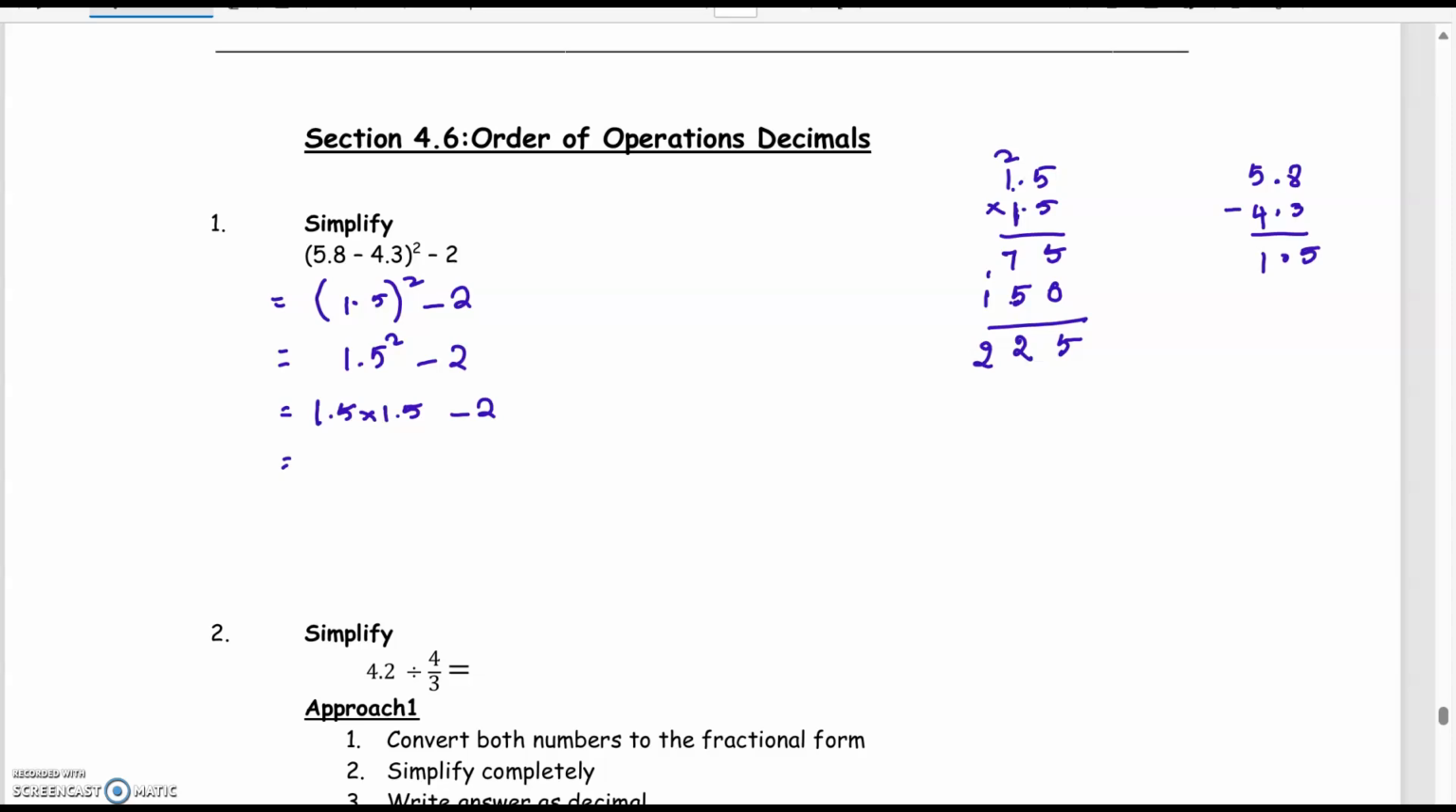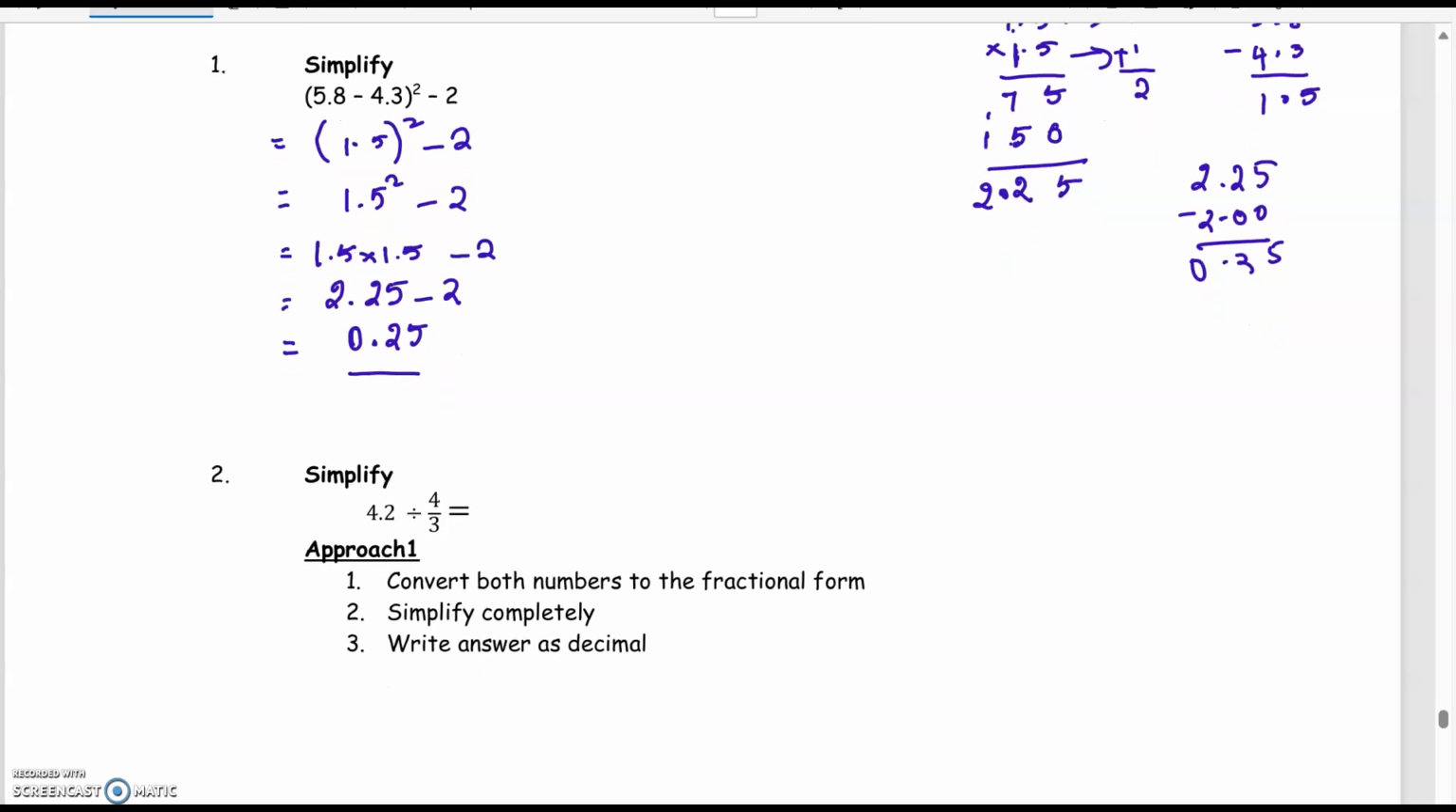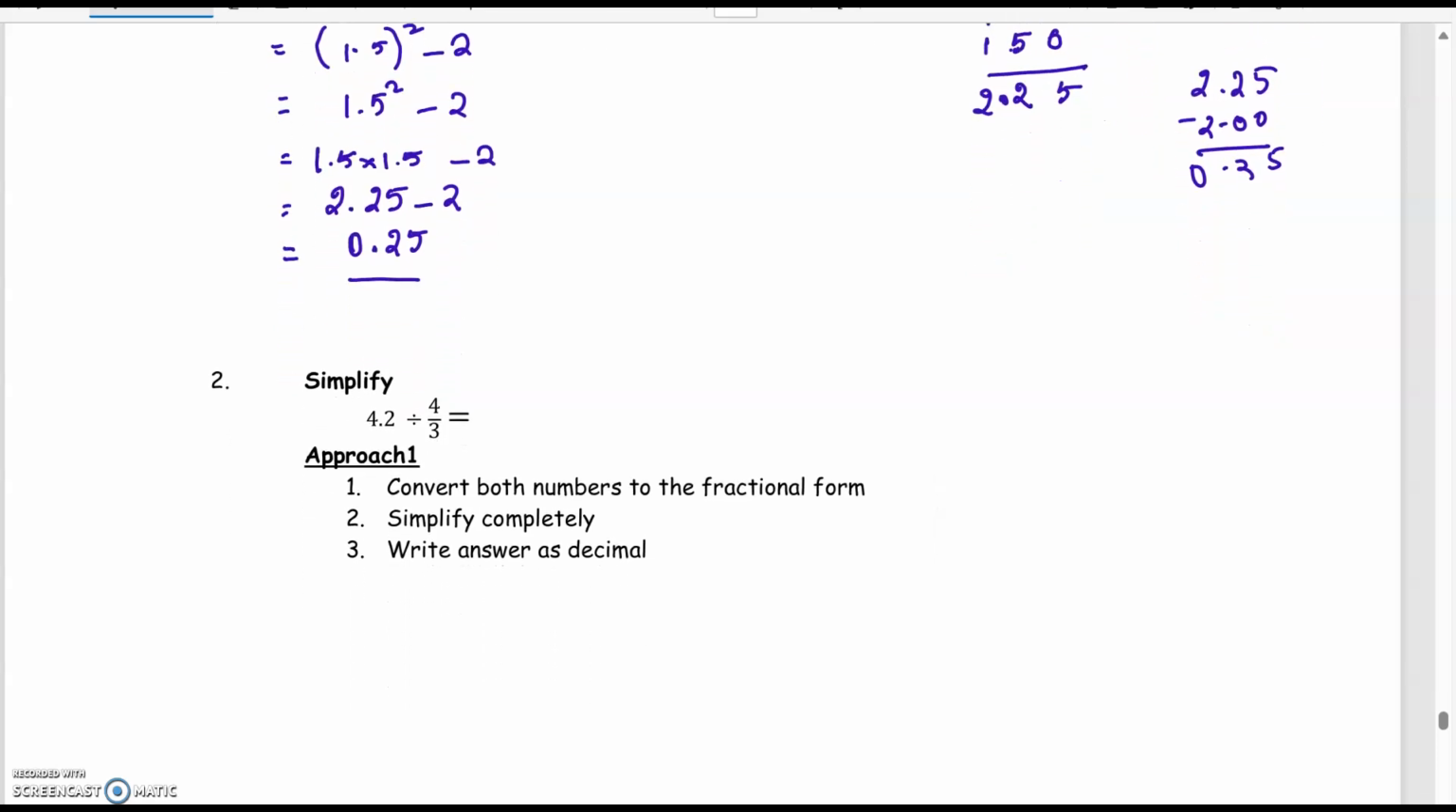So now we have to place the decimal point. Now we count the total number of decimal places. There's 1 in the first number, 1 in the second number, so there are a total of 2 decimal places. So we get 2.25 minus 2. And now we do the subtraction. 2.25 minus 2 is 0.25. So that's 0.25. Now the next number, 4.2 divided by 4/3.